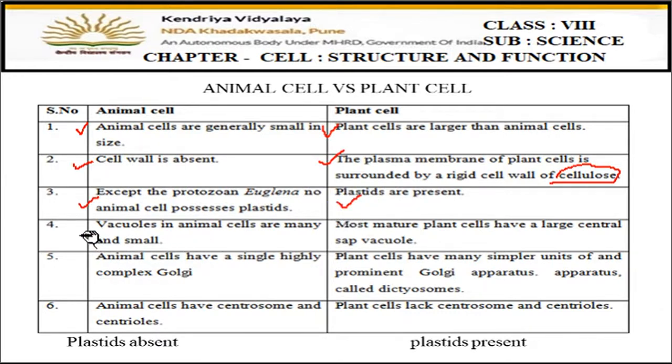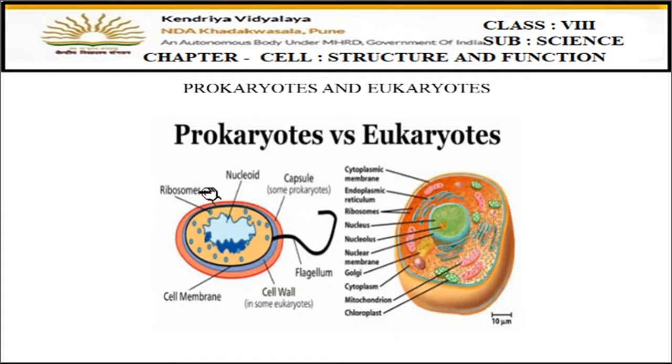Vacuoles in animal cells are many and small, and vacuoles in plant cells are one or two but large in size. Then animal cells have a single highly complex Golgi body, and here plant cells have many small Golgi bodies, right? Then centrosomes and centrioles are present in animal cell, whereas they are absent in plant cells. Okay. So you have to learn these difference points between animal cell and plant cells. Then the last topic of today's session is difference between prokaryotes and eukaryotes.